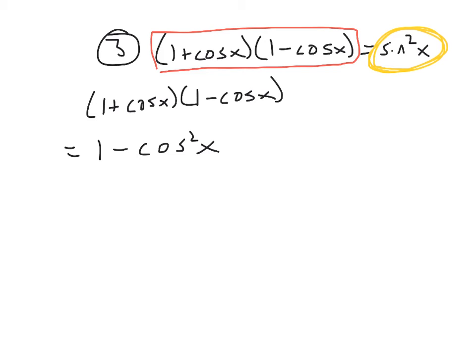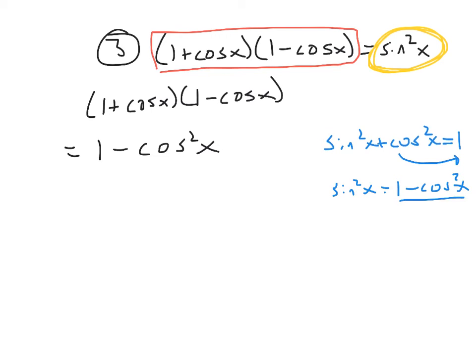Remember, Pythagorean identity, I know that sine squared plus cosine squared equals 1. So I need to be able to look at that and say, oh, well, if I move the cosine squared over, then sine squared is equal to 1 minus cosine squared. So 1 minus cosine squared can be replaced with sine squared, so I come back over here and I say, oh, 1 minus cosine squared is sine squared, and I'm done. I got my answer. Let's try one more.